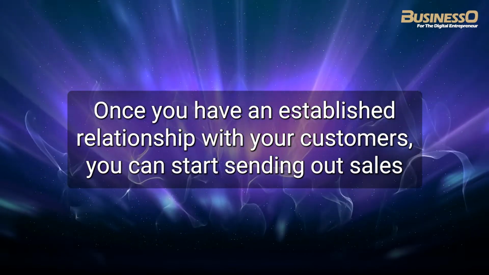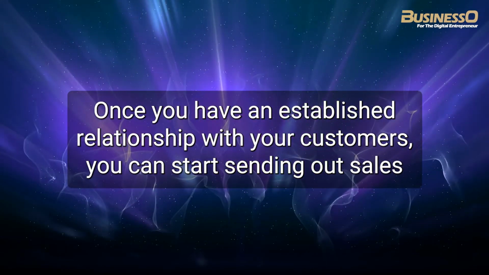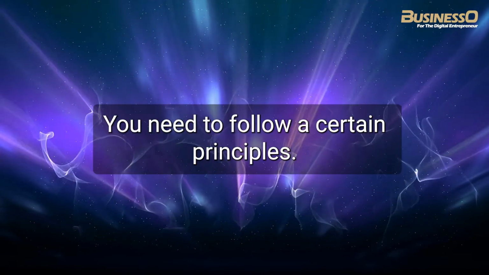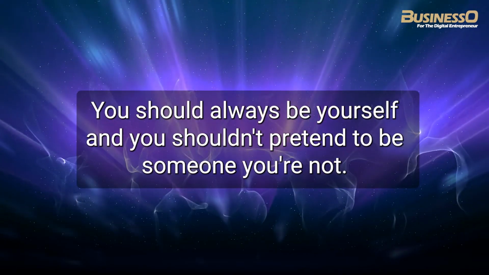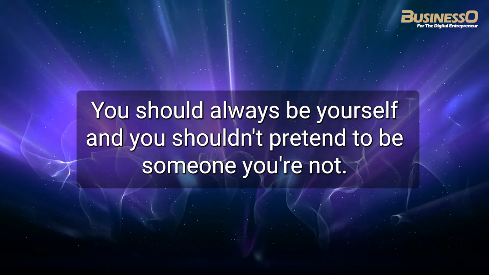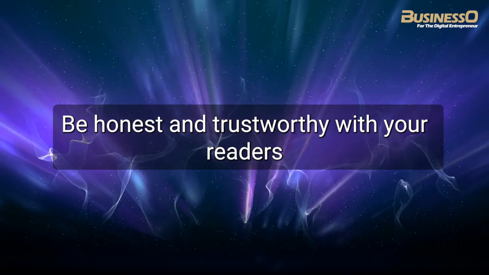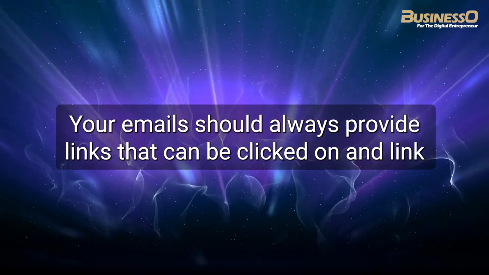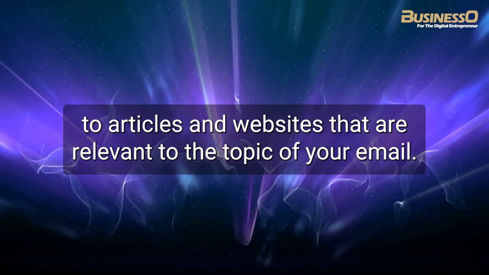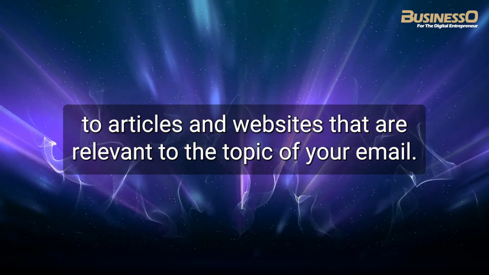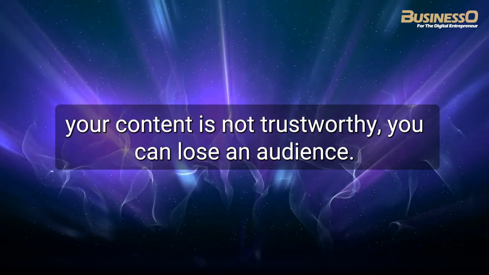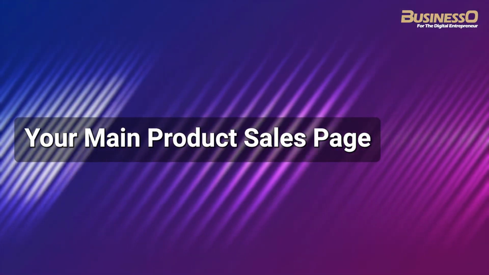Once you have an established relationship with your customers, you can start sending out sales emails more often. In order to become successful at email marketing, you need to follow certain principles. You should always be yourself, and you shouldn't pretend to be someone you're not. Be honest and trustworthy with your readers, and provide them with content that is relevant to them. Your emails should always provide links that can be clicked on, and link to articles and websites that are relevant to the topic of your email. People meet others online every day, so if a person feels that your content is not trustworthy, you can lose an audience.